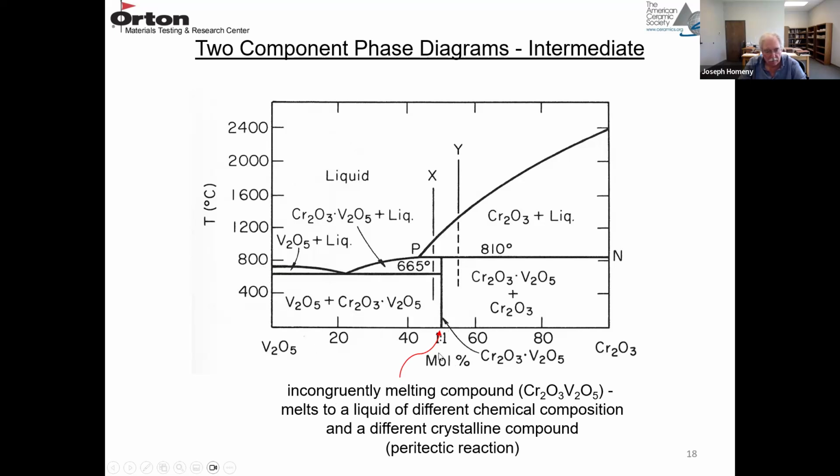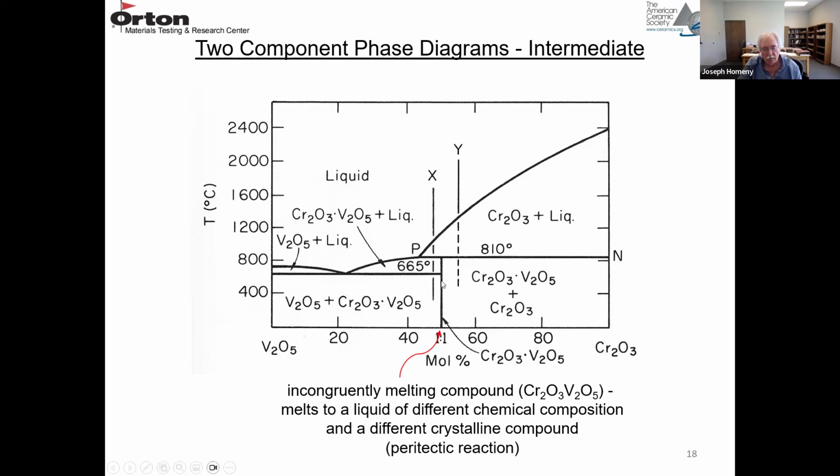So this is an incongruently melting compound. So you have V2O5, Cr2O3, and the compound here is Cr2O3·V2O5. So this is in mole percent. Phase diagrams are either in mole percent or weight percent. This is in mole percent, so it's a one-to-one compound. So an incongruently melting compound melts to a liquid of different composition and a different crystalline compound.